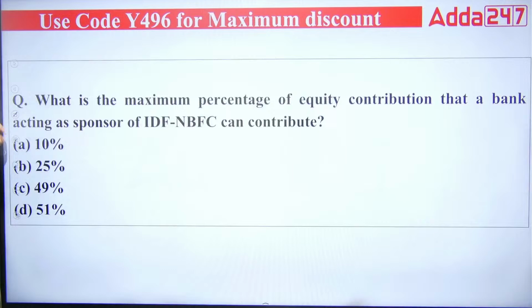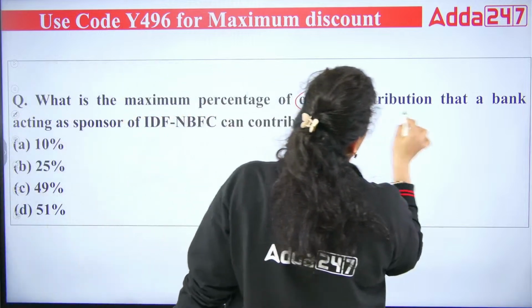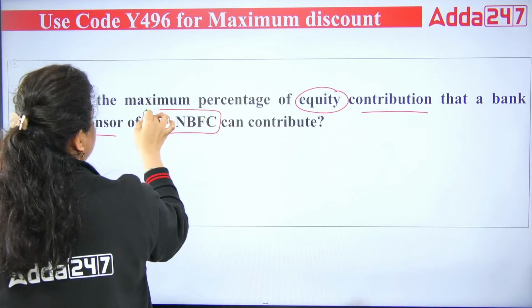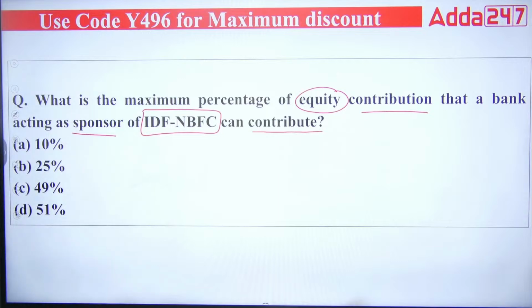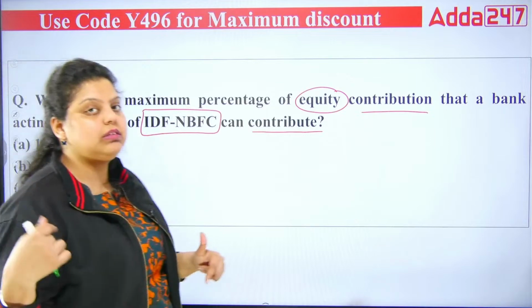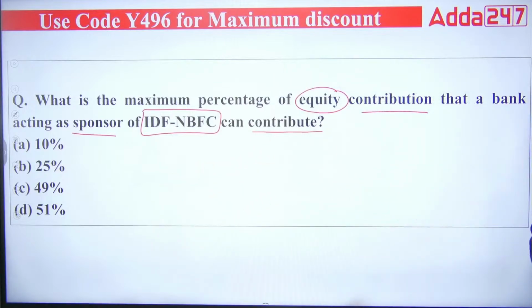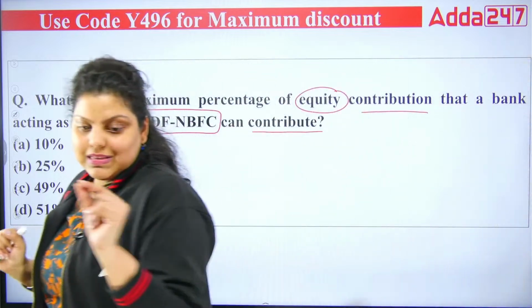Okay. Next question. What is the maximum percentage of equity contribution that a bank acting as a sponsor of IDF NBFC can contribute? The question is asking what is the maximum percentage of equity contribution that a bank acting as a sponsor of Industrial Development Fund NBFC can contribute. 10%, 25%, 49% or 51%. A, B, C or D.